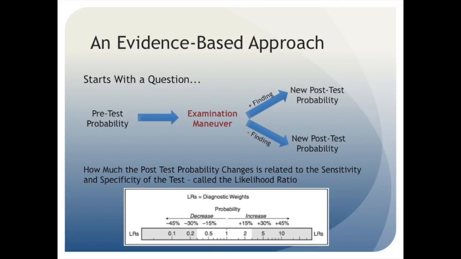How much a given physical exam maneuver changes your pretest probability depends on the sensitivity and specificity of the test, which in this case is expressed as a function called the likelihood ratio. You can see in the figure how a positive or negative likelihood ratio can affect your pretest probability either a great deal, for example if you have a positive likelihood ratio of 10 or more, or barely at all, for example a likelihood ratio close to 1. Let's take a look at an example.